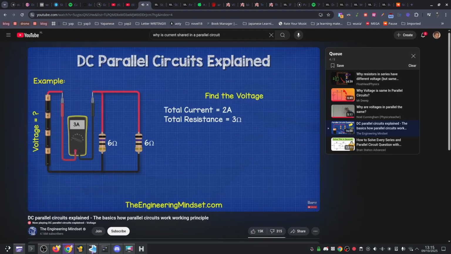For example, in this circuit, the total current is 2 amps and the total resistance is 3 ohms. So what is the voltage of the battery? Well, from Ohm's law, we know that we need the formula voltage equals current multiplied by resistance. So voltage equals 2 amps multiplied by 3 ohms, which gives us 6 volts.